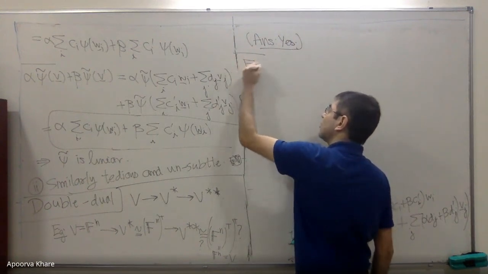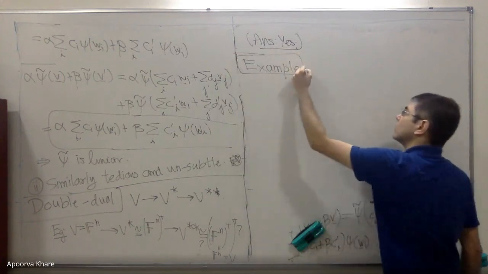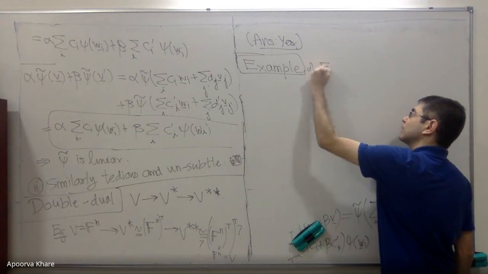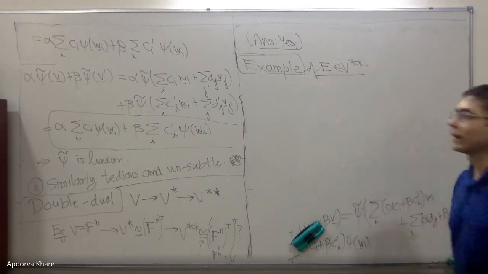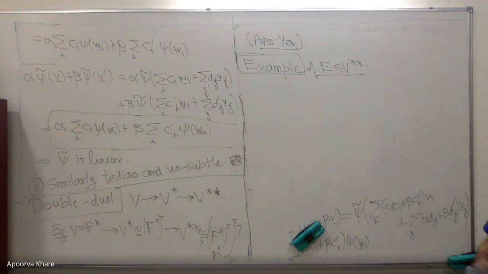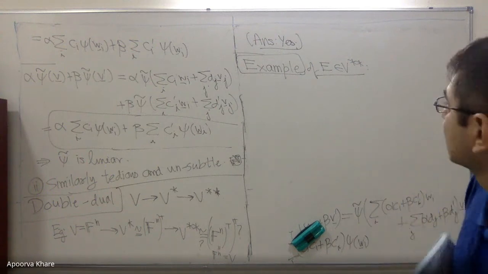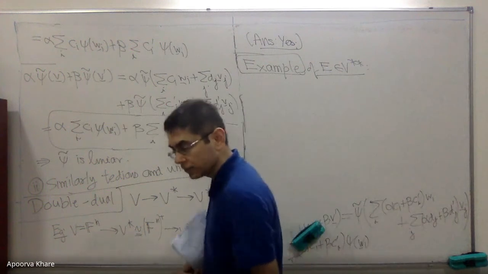Now, the next thing is I want to give examples of elements in the double dual. Let's call this a map in V star star. Example of what? Examples of elements in V star star. The idea is the following.